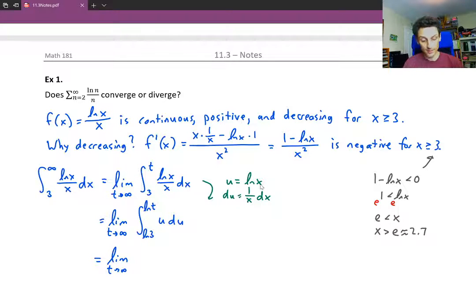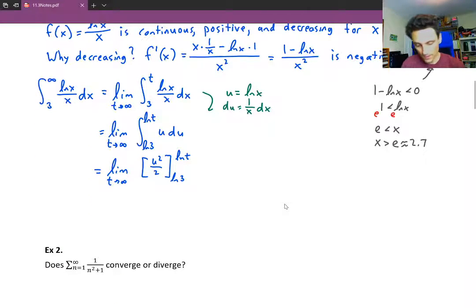So this turns into the limit as t approaches infinity of u squared over 2, evaluated from u equals ln 3 to ln t, which turns into the limit as t approaches infinity of (ln t) squared over 2 minus (ln 3) squared over 2.